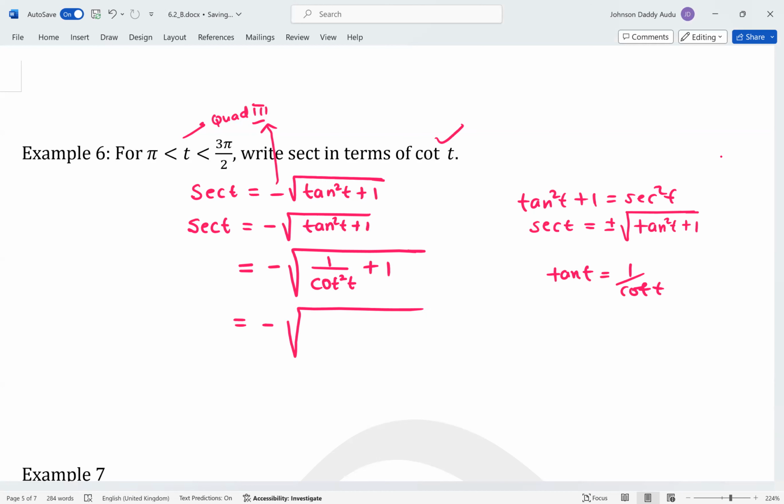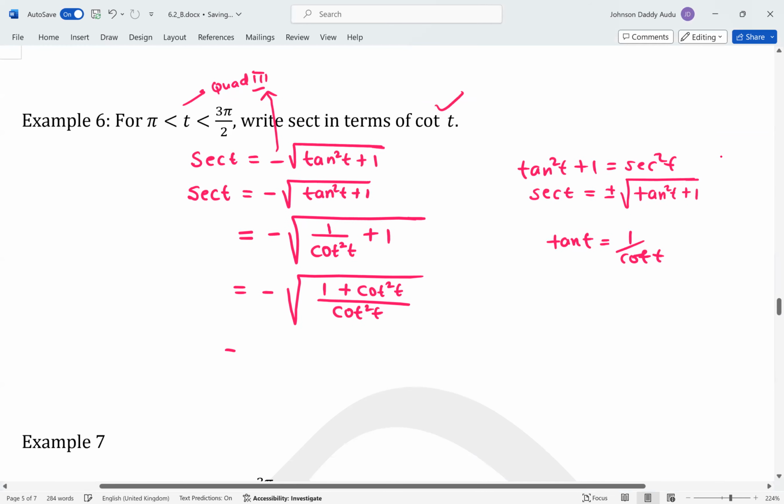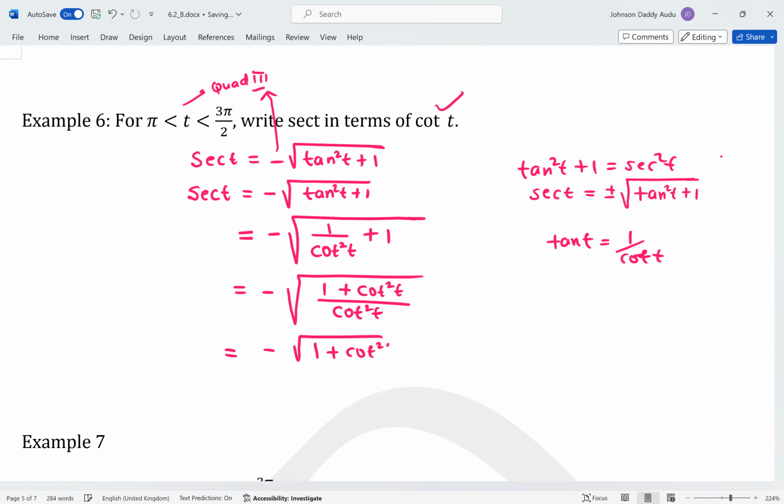We can write this as 1 plus cotan squared t, everything divided by cotan squared t, right? We can simplify both sides. We can write this as 1 plus cot squared t over, now in the denominator, the absolute value of cotan of t. Why? Because you have a square here and you have a square root, so it becomes absolute value. But we know we are in the third quadrant. So in the third quadrant, cotan is positive, right?